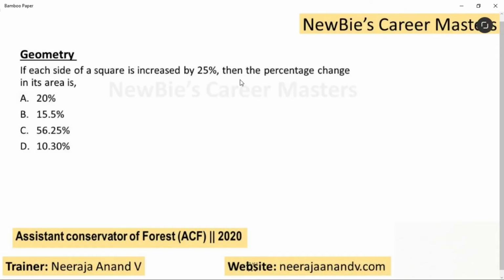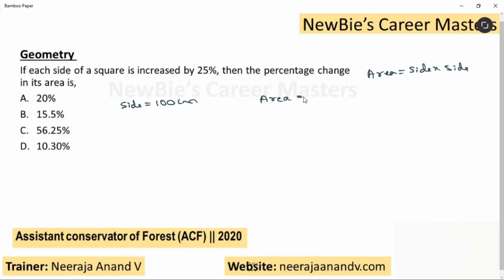Anyways, the next question is from geometry. The question is, if the side of a square is increased by 25%, then what is the percentage change in its area? Let's get the area of the square formula. Area is equal to side into side. Correct? No. Now, let's assume a value for this side. 100 centimeter. Am I clear? Now the value of the side of the square is 100 centimeter.